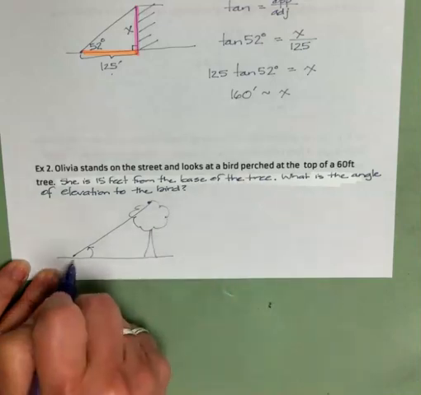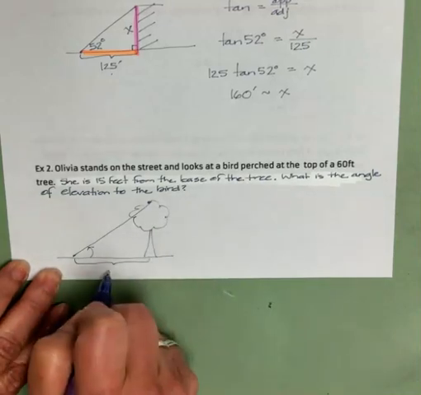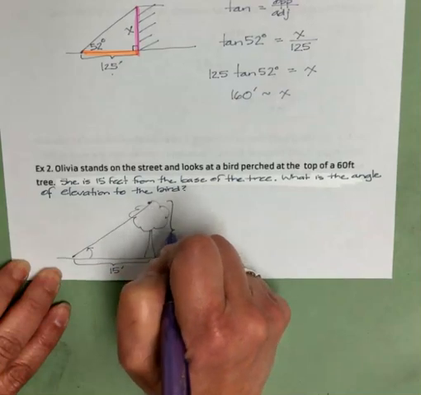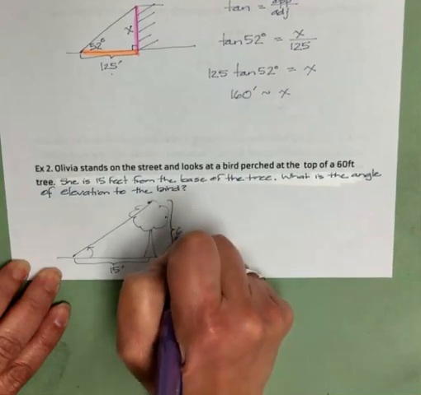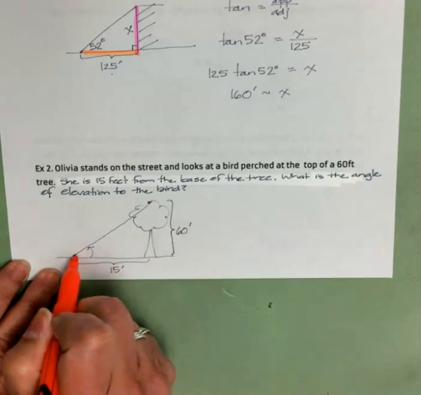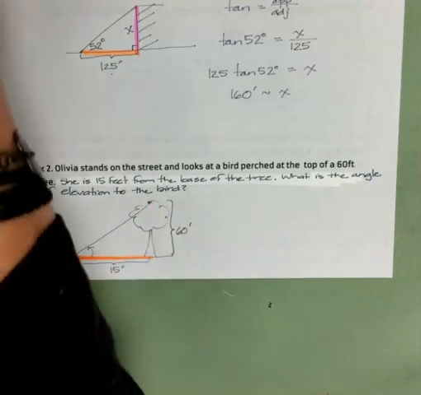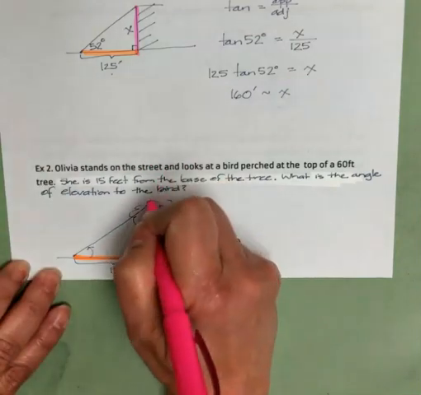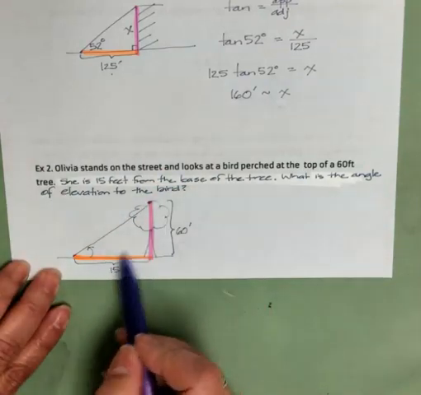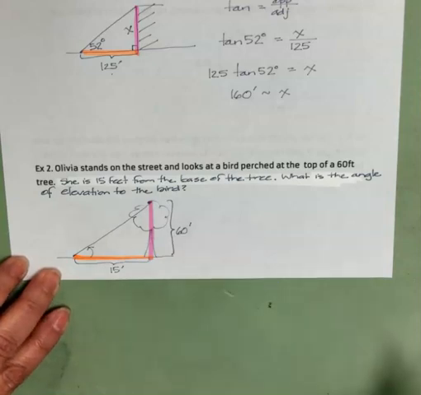So what we know, and my drawing is not to scale, she's 15 feet away from the base of the tree, and the height of the tree is 60 feet. So again, we're going to assume the tree is perpendicular to the ground, and what we have formed is a right triangle. I've highlighted the two legs. Again, the trig ratio that involves the two legs is tangent.